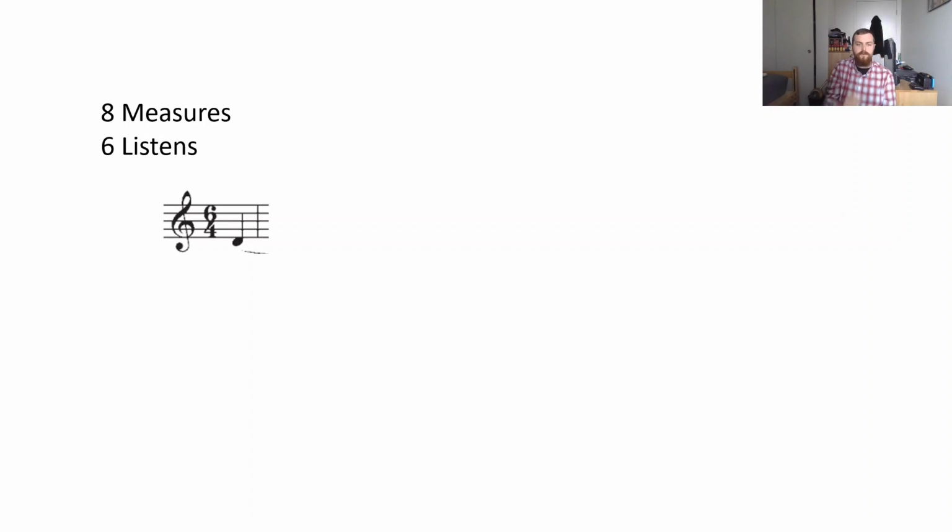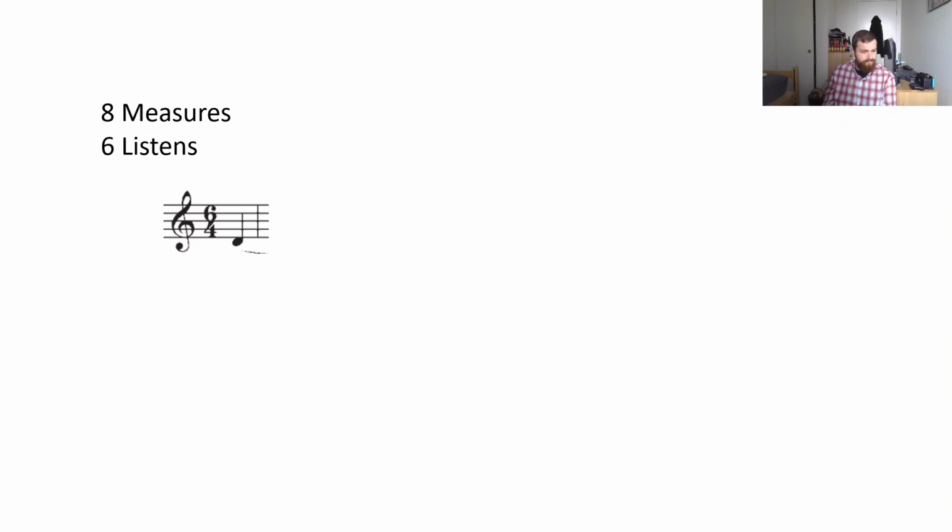So this first one is 8 measures of 6/4. You will get 6 listens for it. Now, 6/4 means that your measures are going to get kind of big and long, but I will tell you that rhythmically there's not a ton going on for this one, so that's kind of a hint for you. So your first note is D, okay, which is right here.